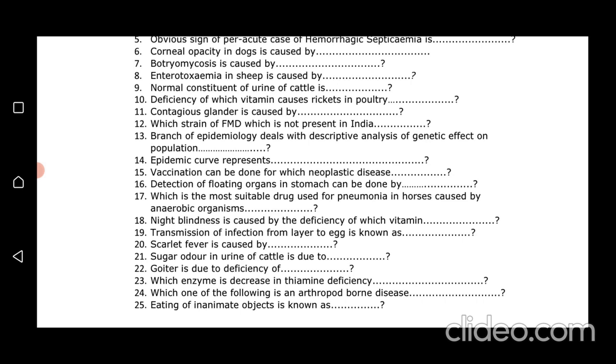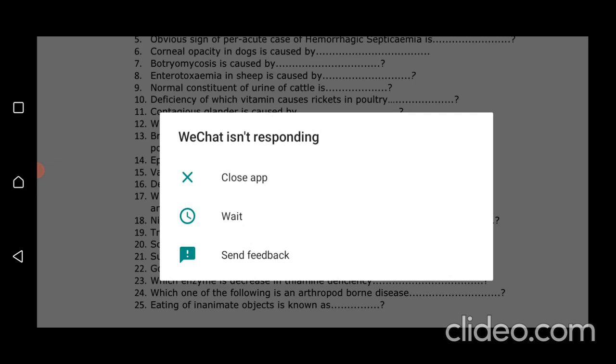Night blindness is caused by deficiency of vitamin A. Transmission of infection from layer to egg is known as vertical transmission. Scarlet fever is caused by streptococcus. Sweet odor in urine of cattle is due to ketosis. Goiter is due to deficiency of iodine. Which enzyme is decreased in thiamine deficiency? Erythrocyte transketolase is the enzyme decreased in thiamine deficiency.